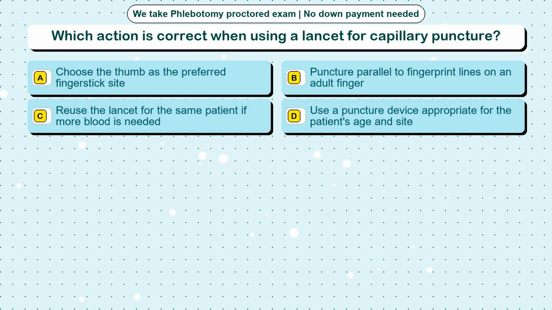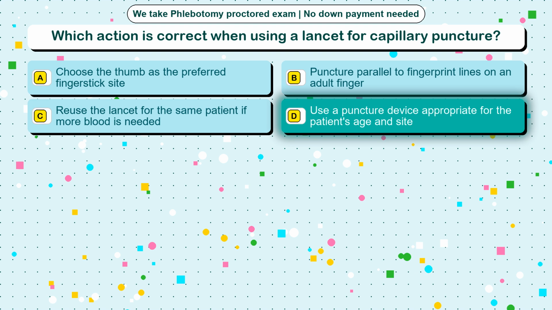Question 98. Which action is correct when using a lancet for capillary puncture? Option A. Choose the thumb as the preferred finger stick site. Option B. Puncture parallel to fingerprint lines on an adult finger. Option C. Reuse the lancet for the same patient if more blood is needed. Option D. Use a puncture device appropriate for the patient's age and site. The correct answer is option D.